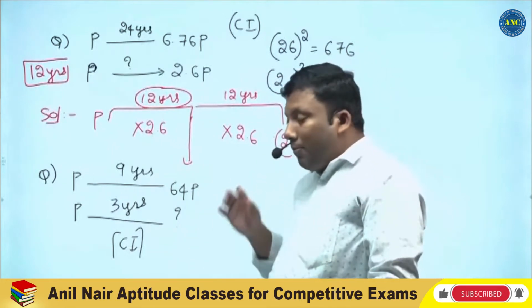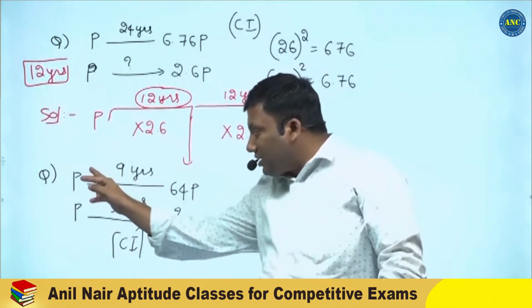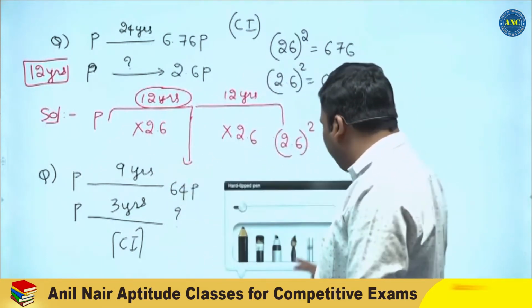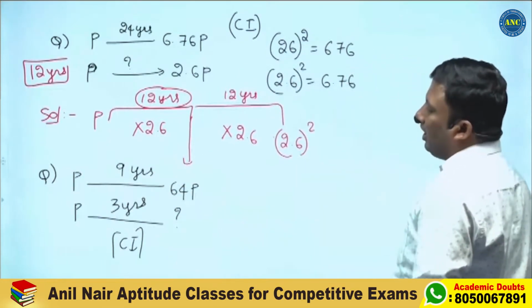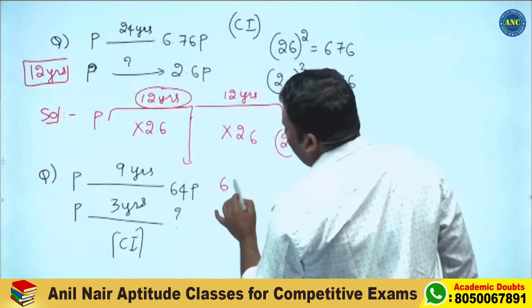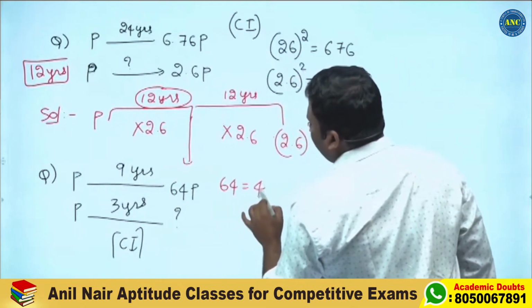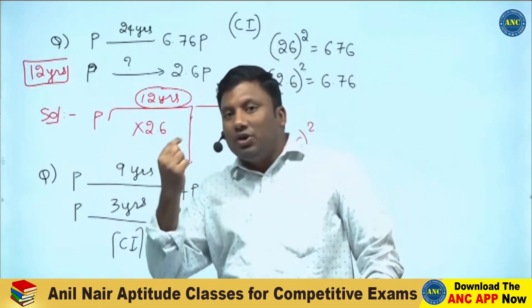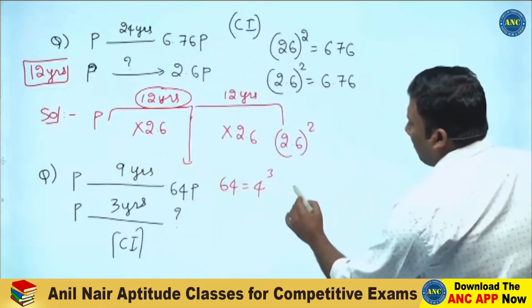Step number 1. Go ahead and read the question. A certain sum is becoming 64 times. Is it a square or a cube? 64 is 4 cube. That means the 9 years I have to divide into 3 equal parts.